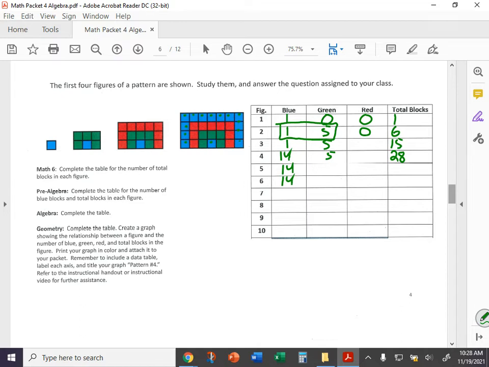So the challenge here is, what's the pattern with the total blocks? And I'll get you started here. The first figure is a 1 by 1. The second figure, a total of 6, is a 2 by 3 rectangle. Third figure is a 3 by 5 rectangle. Fourth figure, a 4 by 7 rectangle. Perhaps you see a pattern developing here. And that will help you fill out that total blocks column, and then you can get the individual ones now too. Okay, there you have that.